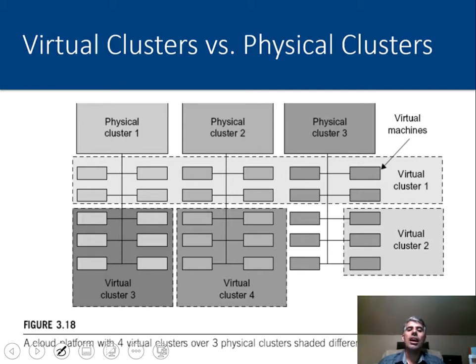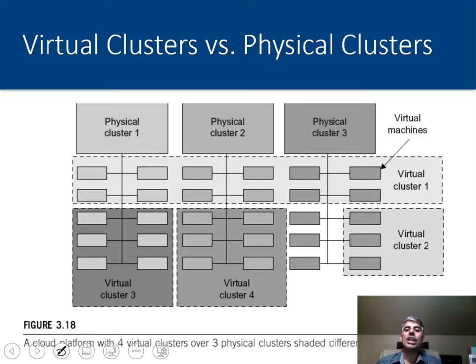So these virtual machines can potentially come from different physical clusters. So you potentially may have different clusters. Let's say in the case of a cloud, which is a huge data center, you may have several clusters, and you can create a virtual cluster where each virtual machine is coming from one physical cluster. So this is an advantage provided by the virtual machines.